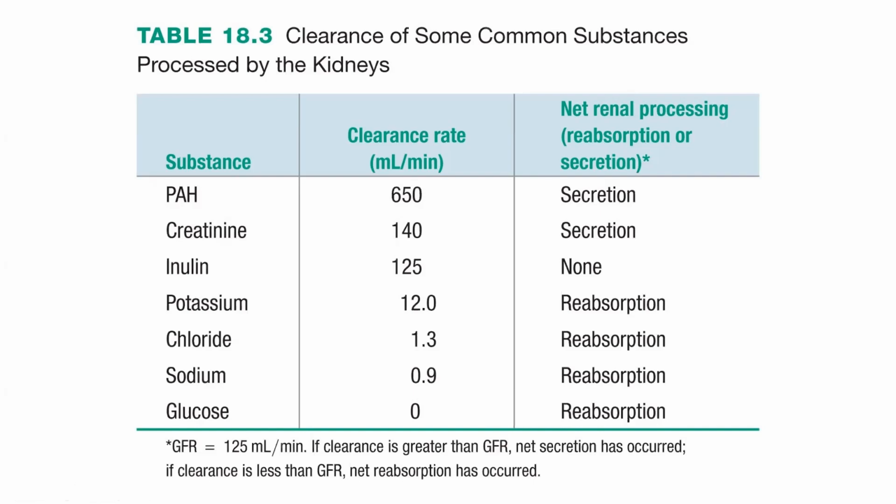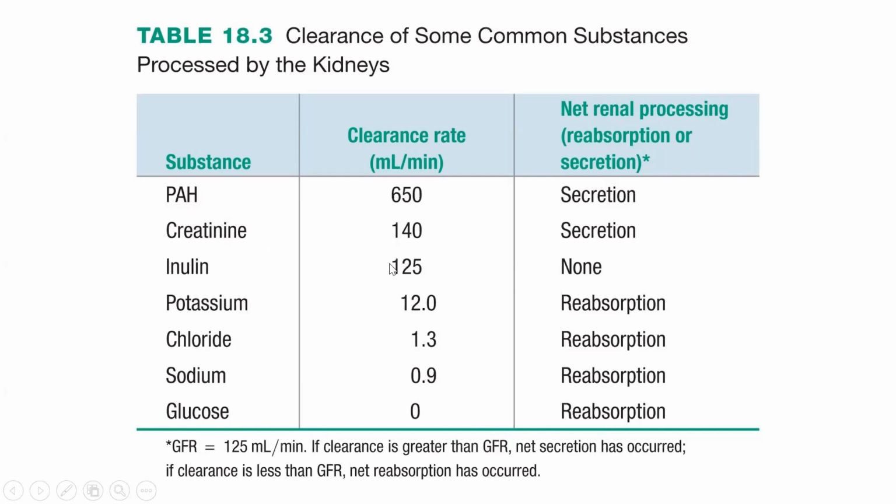And so renal clinicians and renal physiologists will introduce inulin, again, into our plasma exogenously, and then they'll measure how it comes out in the urine. Because it's neither reabsorbed nor secreted, it's going to give us a really good indicator of what our GFR looks like, right? It has a clearance rate of 125, which is also the rate of our GFR.